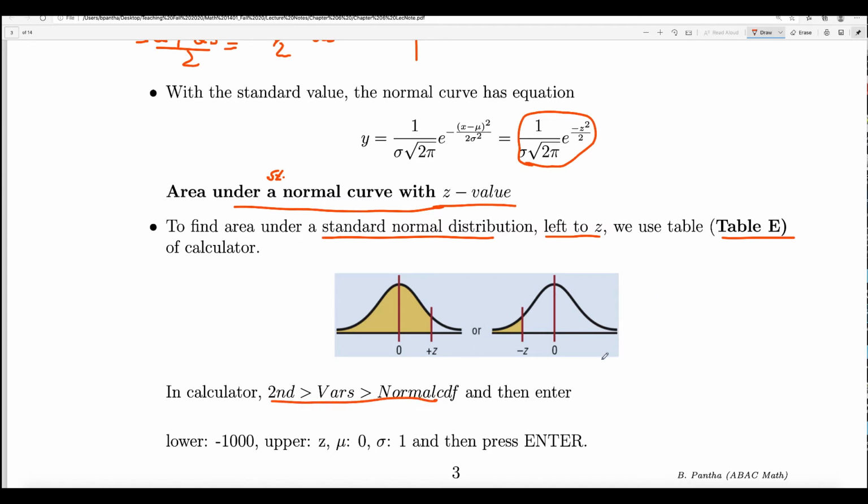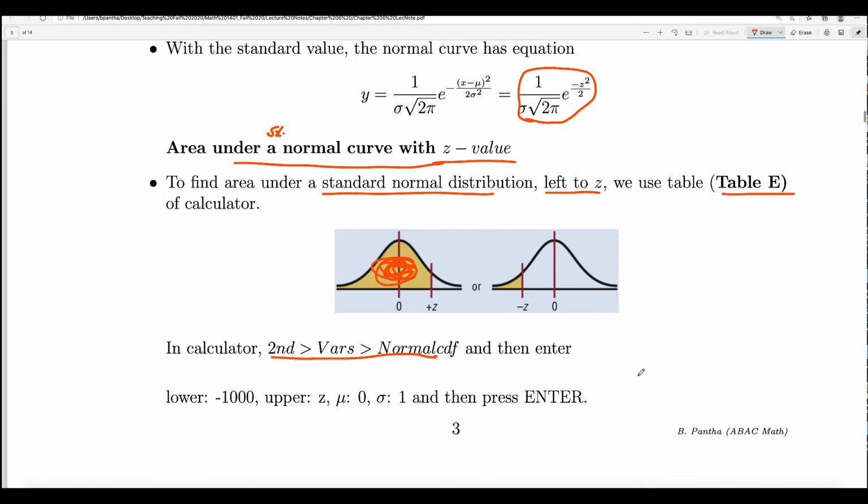Our goal here is to find the area under a normal curve. Sometimes the question asks what is the area left of g, this shaded area. What is the total area? We know the total area under the normal curve is 100% or 1, right? But if you want to find the area left of this value, then we use the calculator or the table to do that.